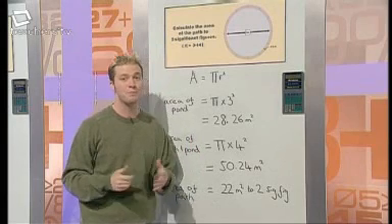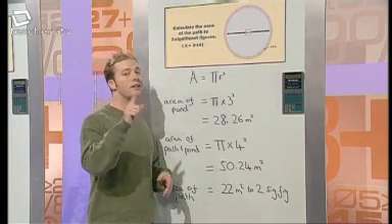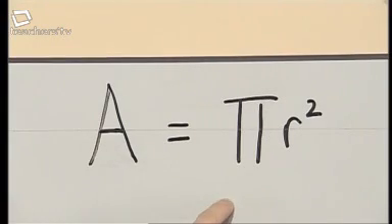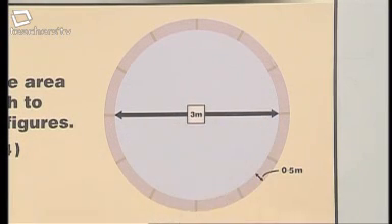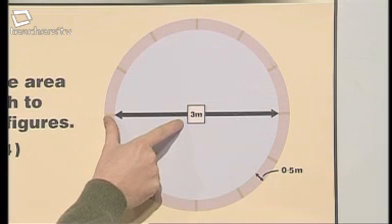OK, the game's up. It was my answer that's wrong. I used the right formula to find the area of a circle, but my mistake was to square the diameter instead of squaring the radius.